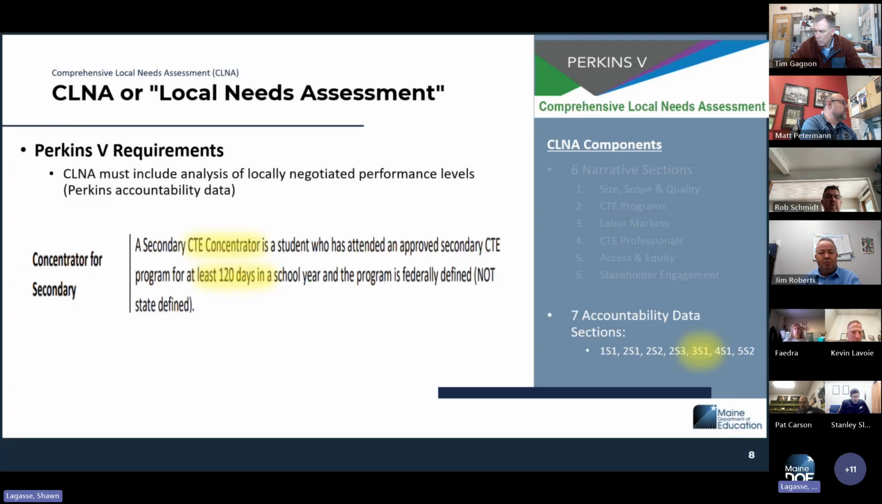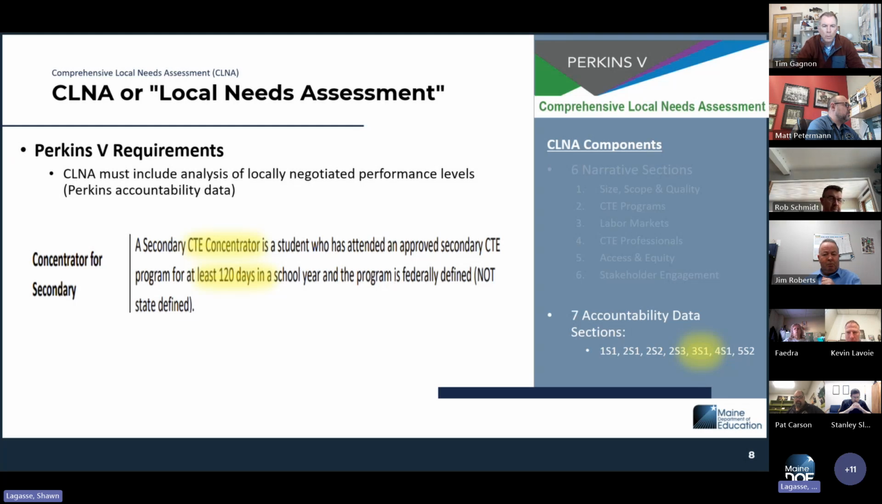And you've got to remember, when we look at this, we're only talking about what qualifies for Perkins, not what the state of Maine says is a CTE student. So just remember that part, because they don't align. And we get this question all the time, where someone may say to us that the state of Maine has the lowest concentrator rate, or the lowest participation rate of most states around the country. Well, it all depends on how you define that.